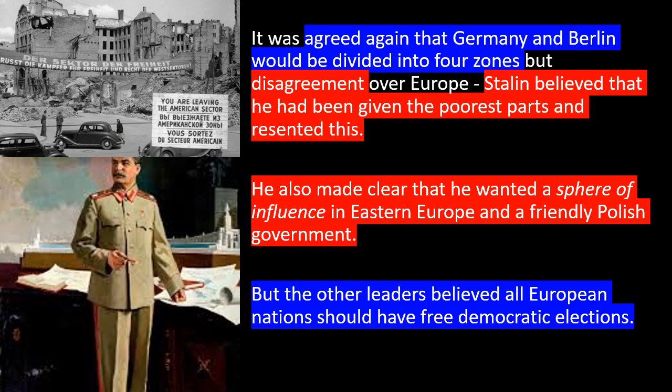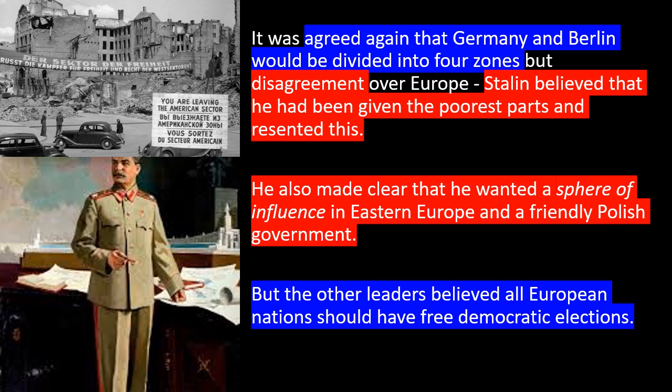I mentioned this already, they were going to divide Germany and Berlin into 4 zones, but at this stage as well, Stalin again has a bit of a wobbler, because he claims that his part of Germany and his part of Berlin is the worst one. I don't know how he came to that decision, because the whole of Germany, the whole of Berlin was pretty much flattened as well. Okay, but he used this as a way to feel resentful.